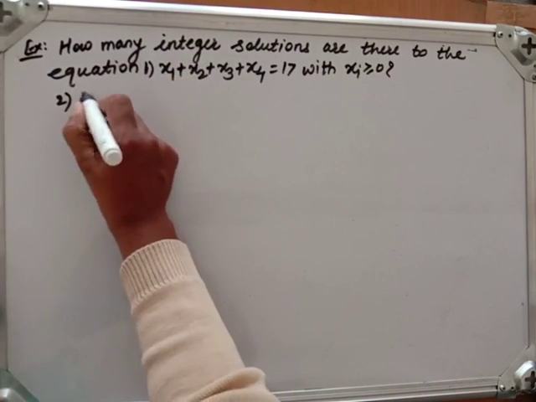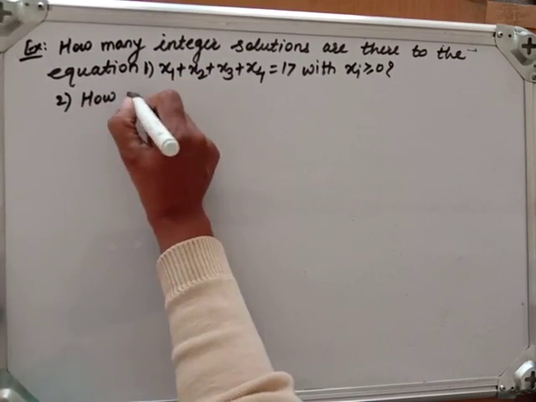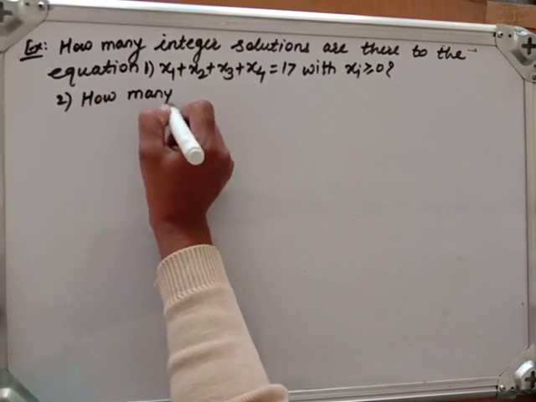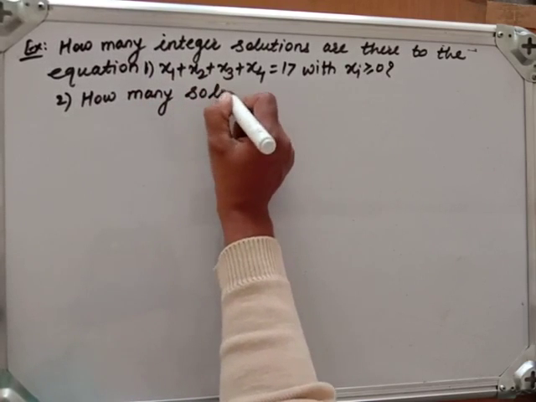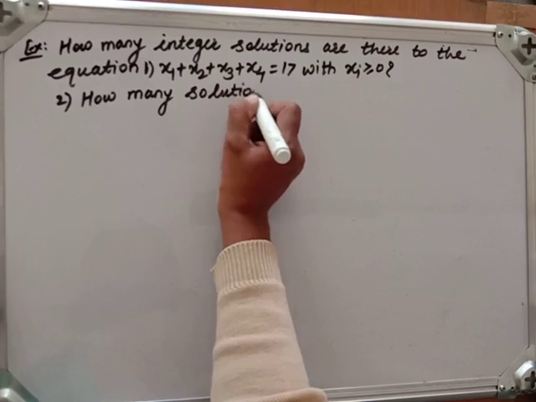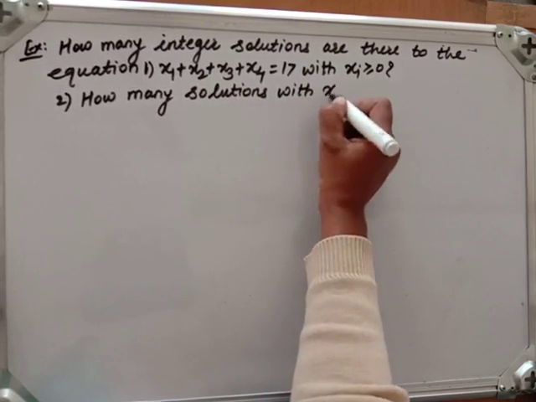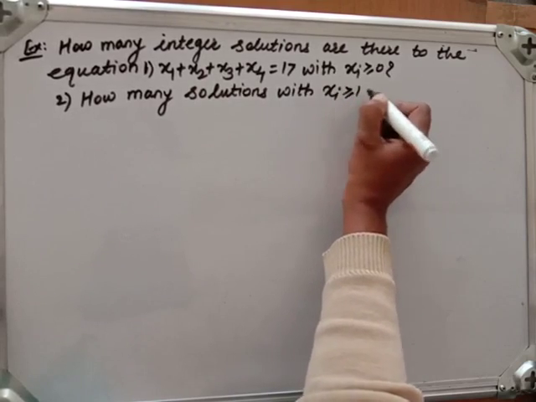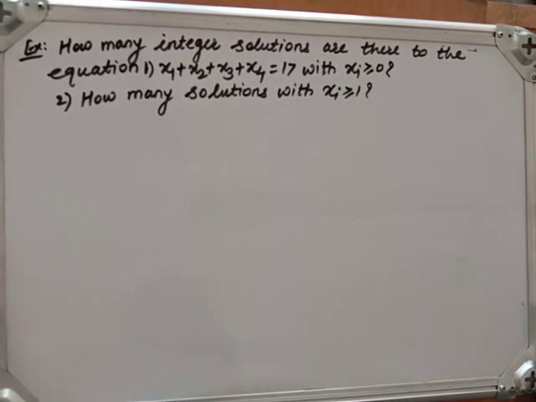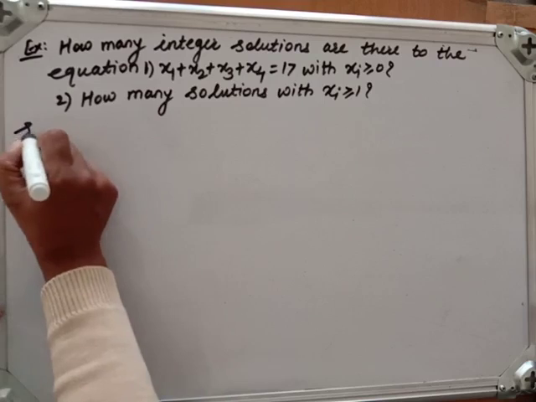Second one, how many solutions with xi greater than or equal to 1 also we have to find out. Fine. So the solution is here.